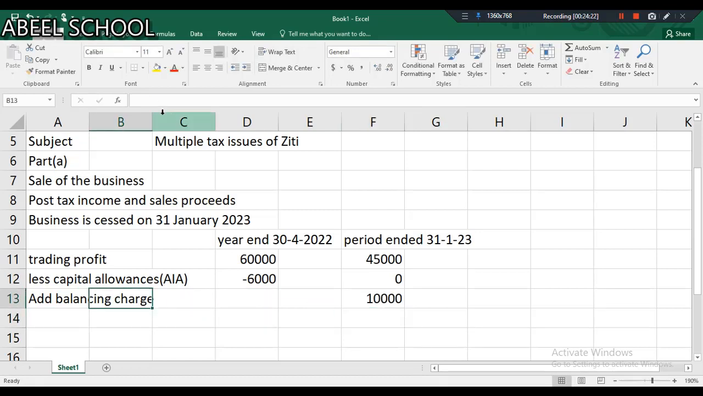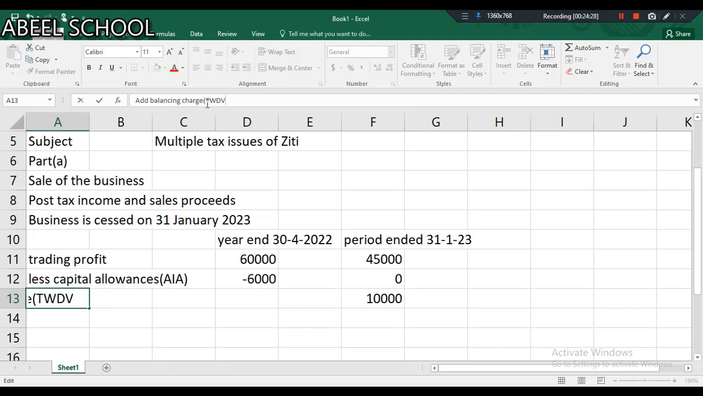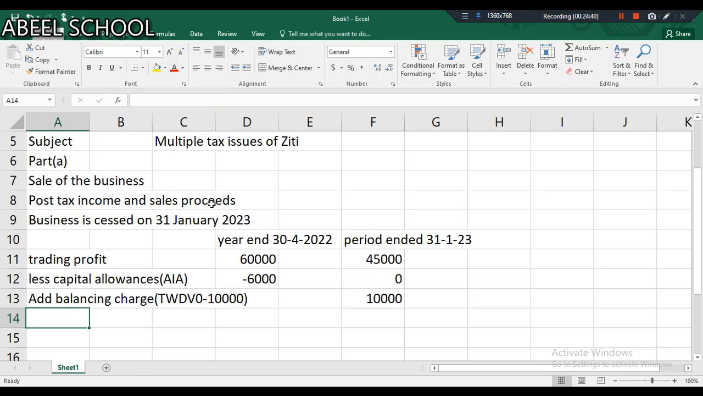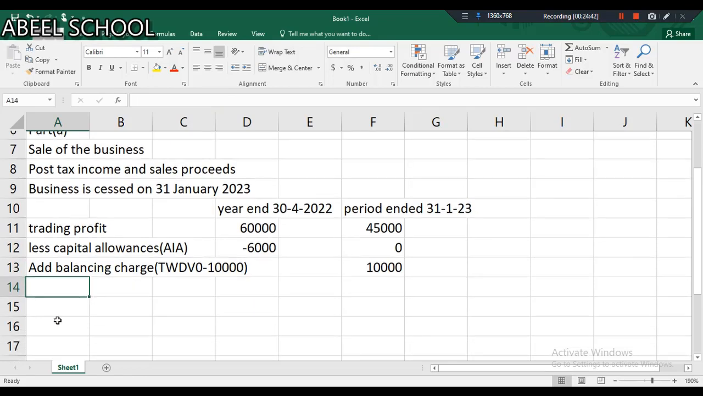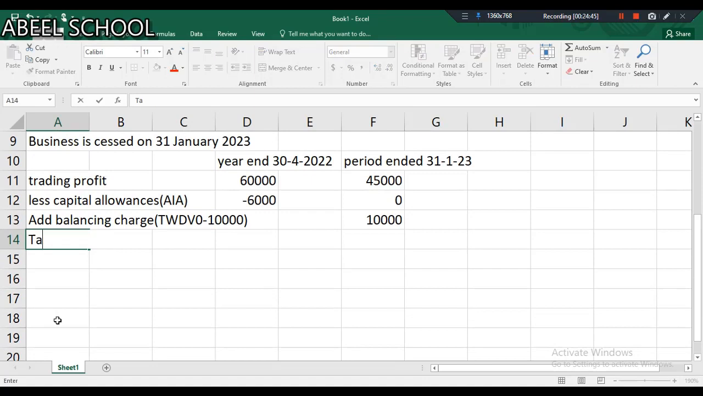If you want to show this calculation in the bracket, you can do that. Let me show you. Tax written down value, you can say 0 and minus 10,000. Definitely it will result in a balancing charge. So here come your tax adjusted trading profits.